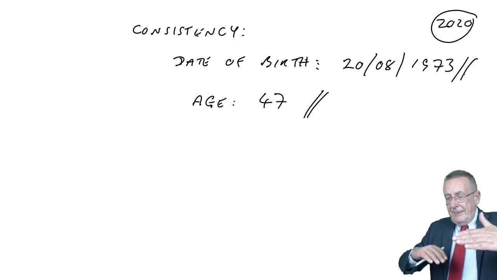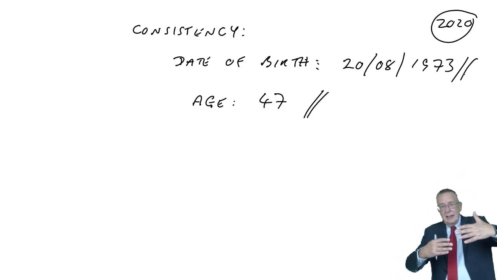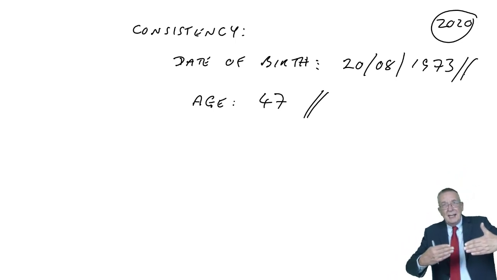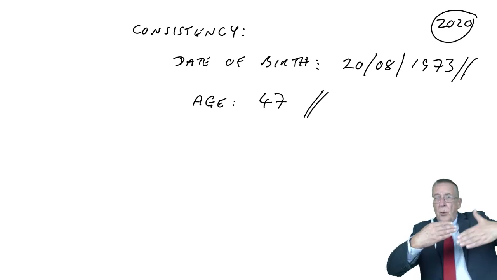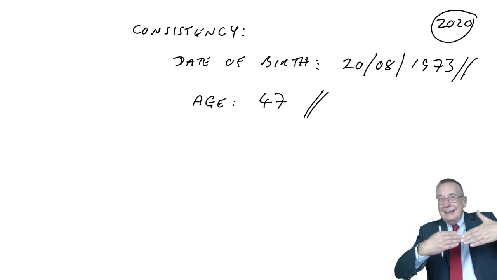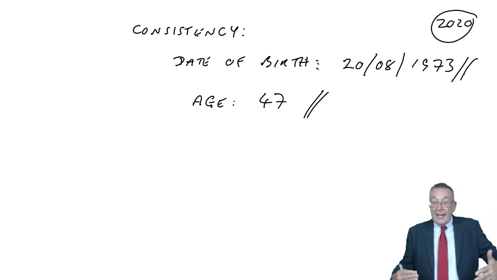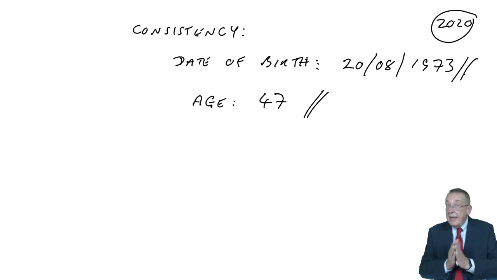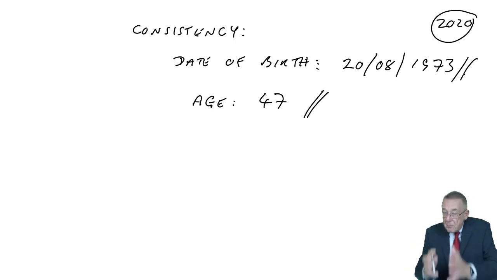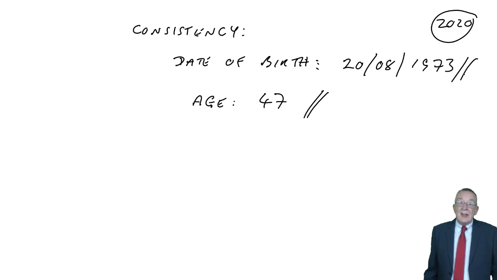Have 2 bits of data, make them enter 2 bits of data that the computer can check one against the other. Again, doesn't mean there's never an error, but the more of these checks we have, the less likely there are mistakes.